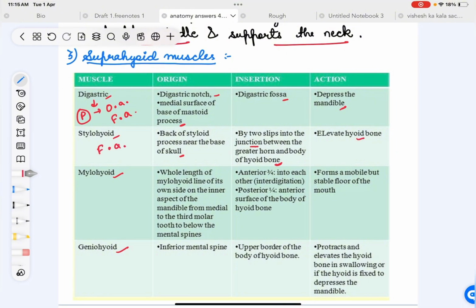The third muscle is the mylohyoid muscle. Its origin, whole length of the mylohyoid line of its own side on the inner aspect of the mandible from the medial to the third molar to below the mental spines. Insertion, anterior three-fourths into each other by interdigitation and the posterior one-fourth into the anterior surface of the body of the hyoid bone. Action, it forms a mobile but stable floor of the mouth, and its blood supply is the facial artery.